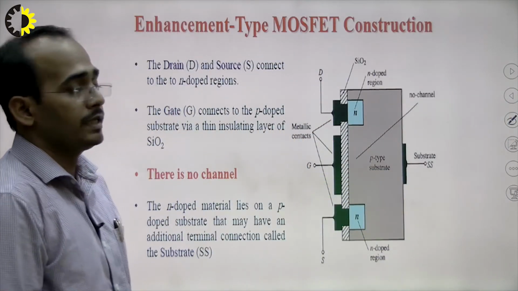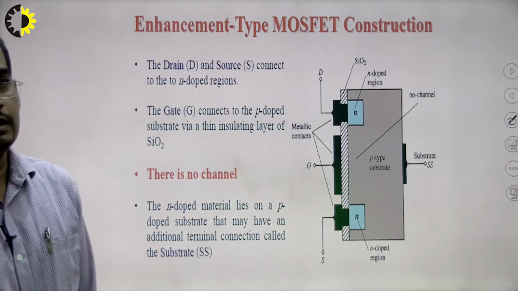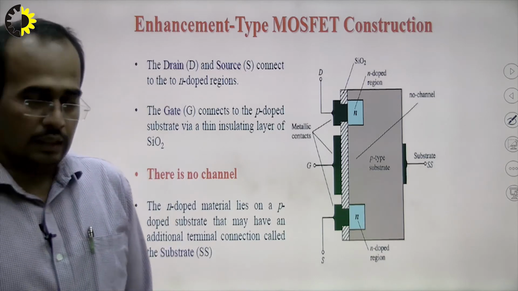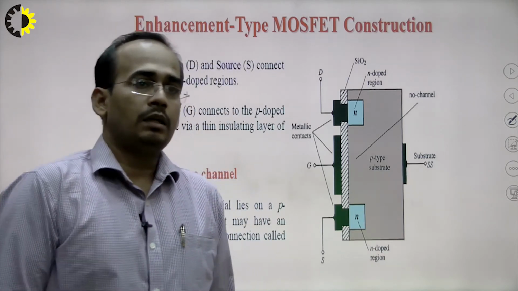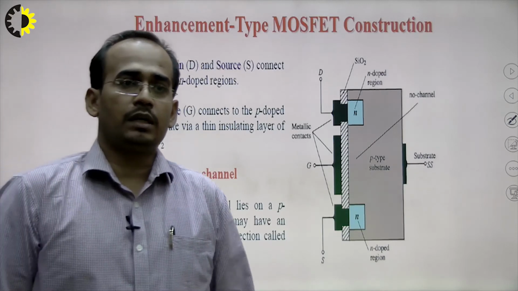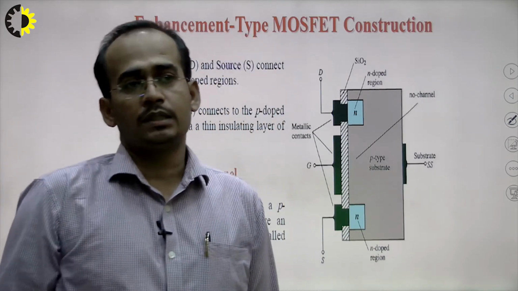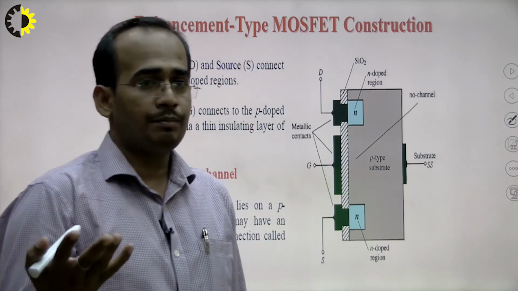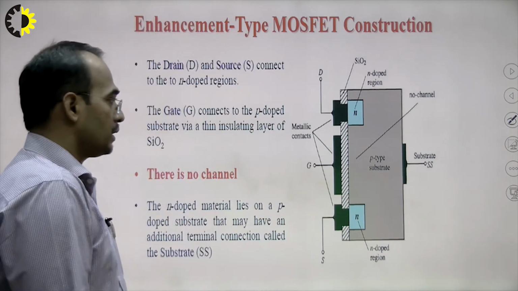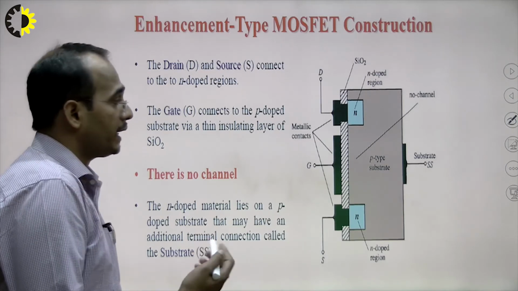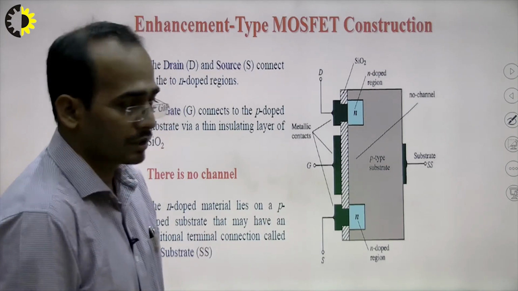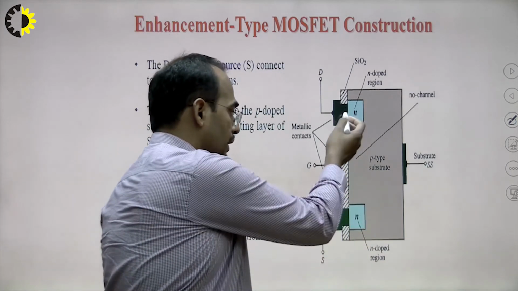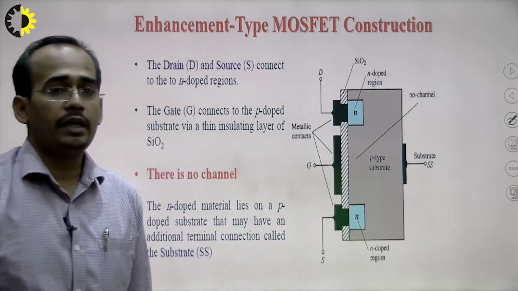Now, come to the enhancement type MOSFET. As I have told you, the depletion type MOSFET can work as a depletion as well as an enhancement type MOSFET, but the enhancement type MOSFET cannot work as a depletion type MOSFET. Why is it called an enhancement type MOSFET? Because the drain current ID increases by increasing the value of VGS, and there is no channel existing between the source and drain terminals.